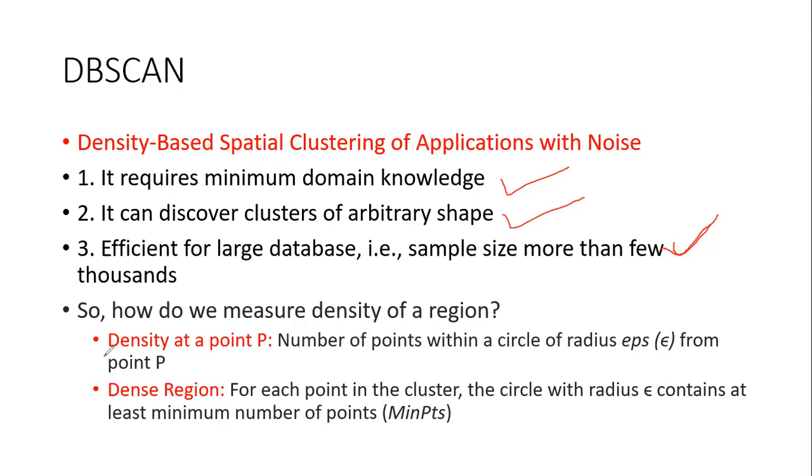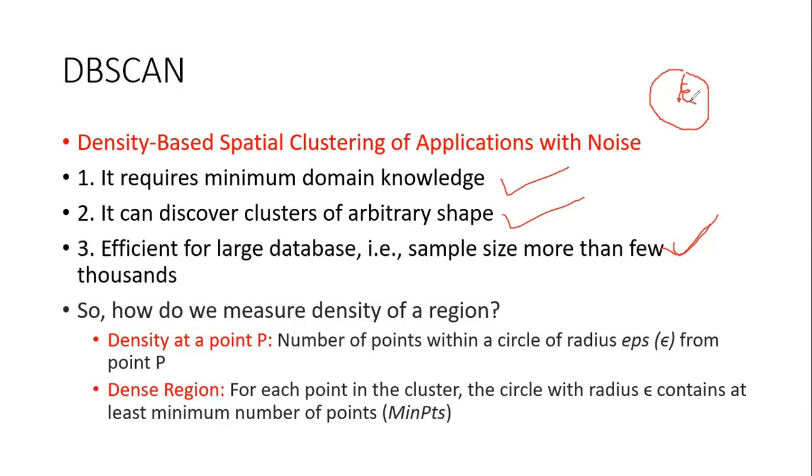So the main thing is, I have a point. Let me define the density at a point P as the number of points within a circle of radius epsilon from point P. Like what we discussed in the last slide, if this is the point, I have this radius epsilon. So within epsilon radius I can define a circle. That's called the density. How many points are lying within the circle? That's it. I need the radius to draw a circle, otherwise I can't draw a circle. Epsilon can be 0.05, 0.005, I don't know what that would be. We can vary epsilon and obviously the clustering will change. It's one of the hyperparameters.